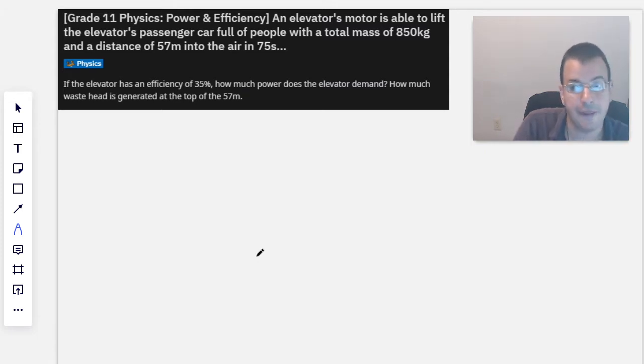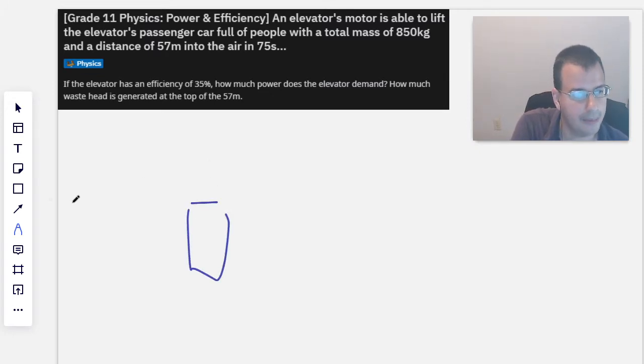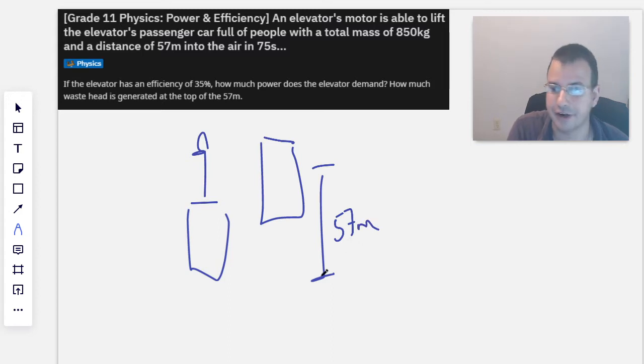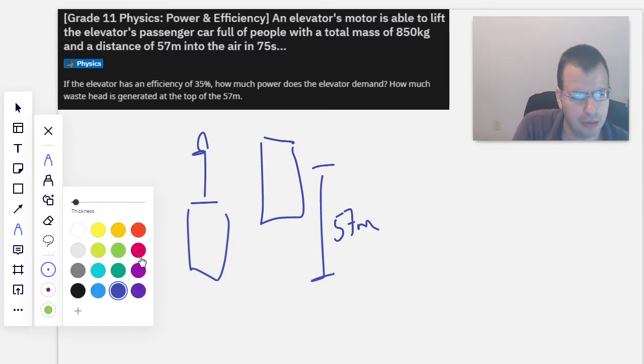57 meters. Okay, so first thing we're going to do, the idea here is we have an elevator. We're going to draw a picture. Starts here, goes up there, and it ends up a total distance of height 57 meters higher. I know, terrible picture. Not my best work. We're not all Picasso here.